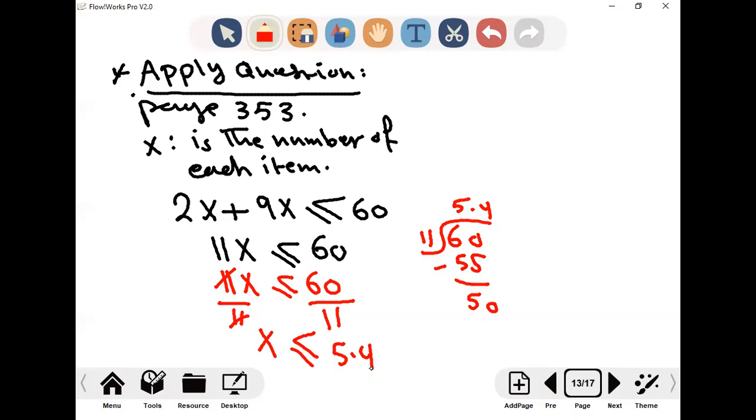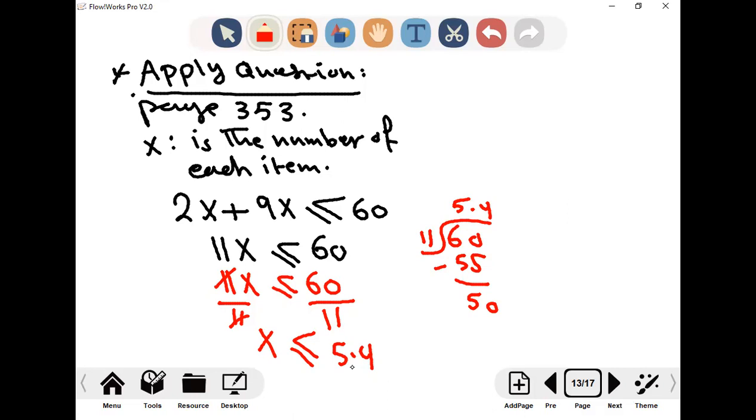Right? It's not logic. So here the 5.4 is a correct answer, but it is not a logical answer. So x less than or equal to 5.4. Give me the greatest number of t-shirts that she can buy. 5. Is 5 included in the solutions?